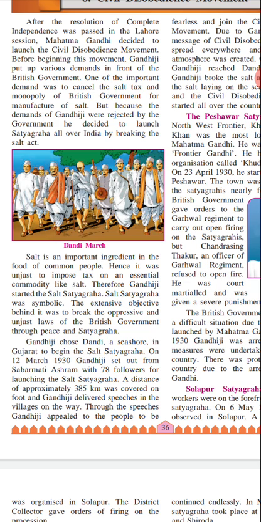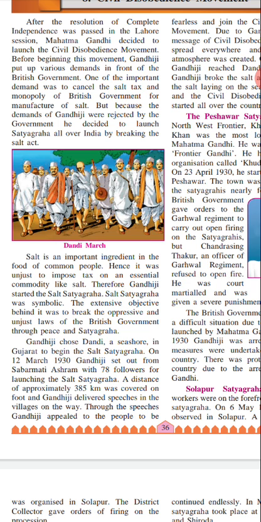Gandhiji chose Dandi, a seashore in Gujarat, to begin the salt satyagraha. On 12th March 1930, Gandhiji set out from Sabarmati Ashram with 78 followers for launching the salt satyagraha. A distance of approximately 385 km was covered on foot, and Gandhiji delivered speeches in the villages on the way.